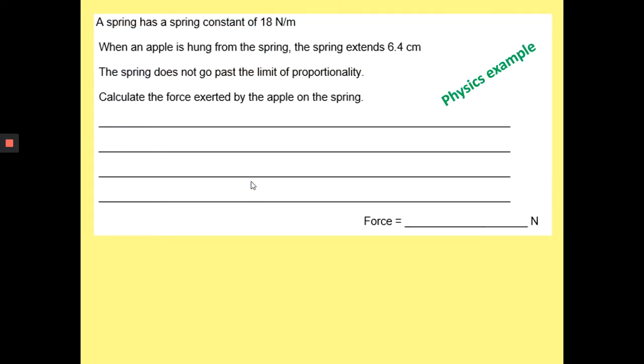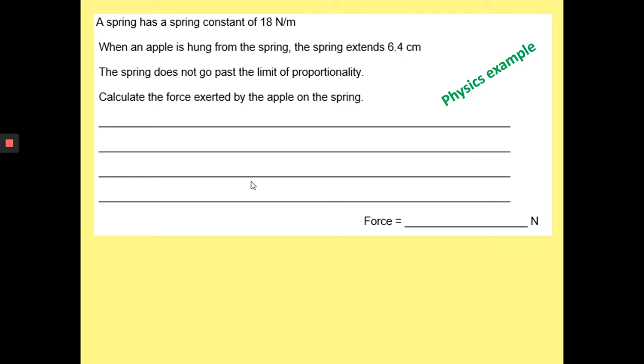Here's another example, but here's a physics question. So this is to show you how versatile this skill is, and it will apply to all of your science lessons. So this is talking about a spring. It might jog your memory to think of the Hooke's law experiment that we did, where you put weights on a spring and you measure the extension. Now a spring has a spring constant, this particular one, of 18 Newton meters. When an apple is hung from the spring, it extends or stretches by 6.4 centimeters.